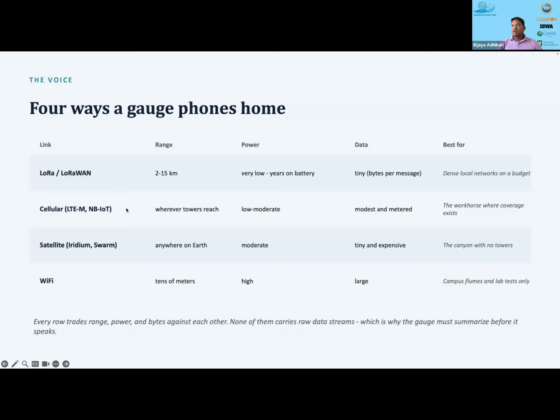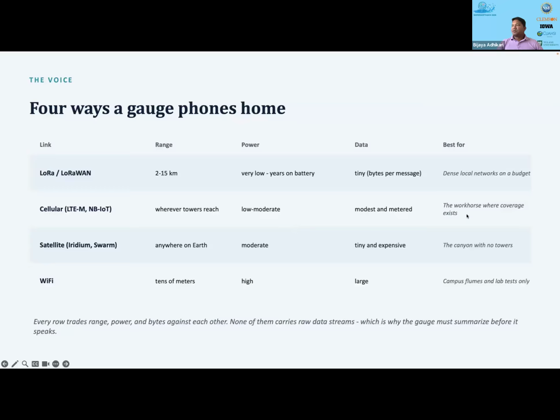Cellular uses our cell phone towers to communicate. So the gauge has a SIM card or an eSIM, and it uses LTE to talk to other devices. The range is wherever the towers can reach. It needs a little bit more power than LoRa, and it can still send a modest level of data, which is pretty good.